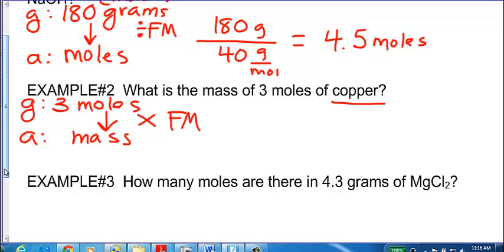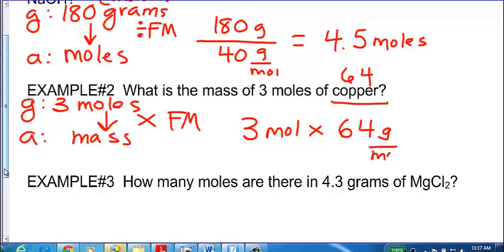Okay, now it's just the element copper. So we just go and look up the formula mass of copper, which is, I think, 64. Okay, let me look at my reference tables and just be sure, because I don't want to give you a wrong answer. Yeah, it's 63.5, which rounds up to 64. So we're going to take our 3 moles and multiply it by 64 grams per mole, right, grams in 1 mole. So 3 times 64 will give us our mass of 3 moles of copper, which is 192, I think.